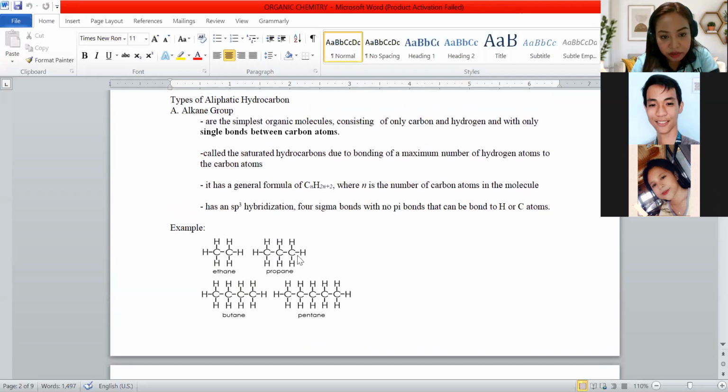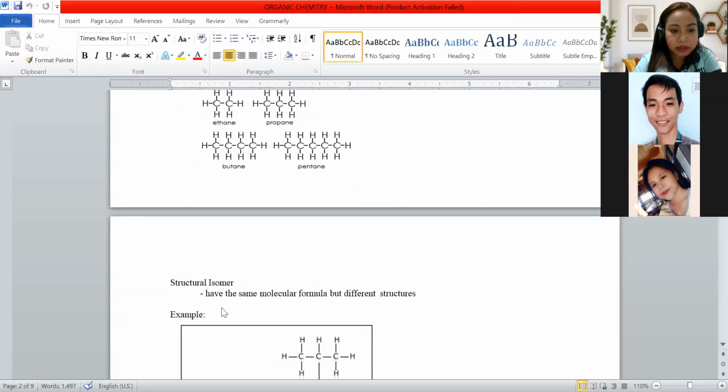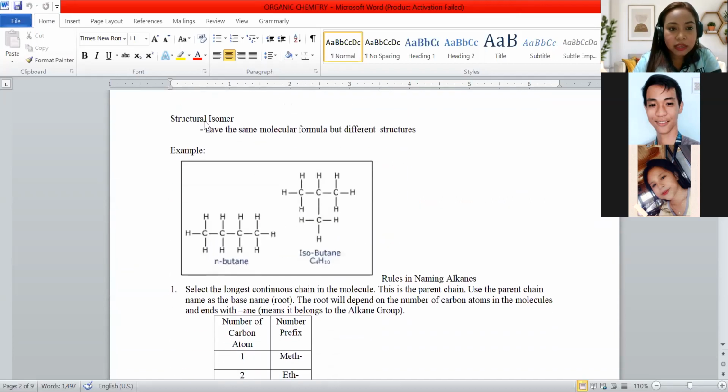If you look, every carbon here has a single bond. When we say structural isomer, they have the same formula but different structure.